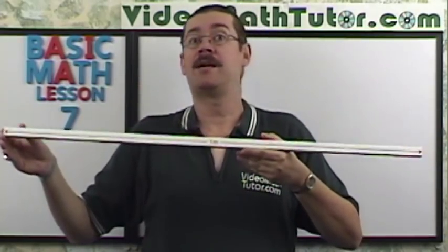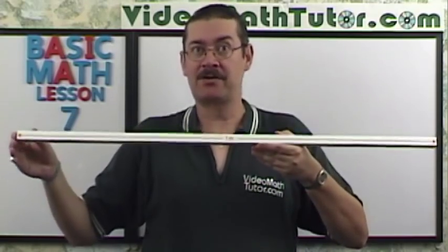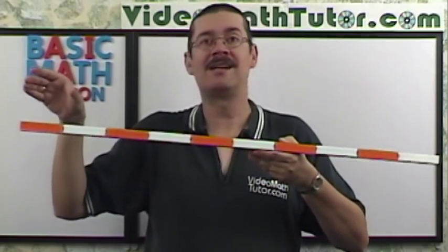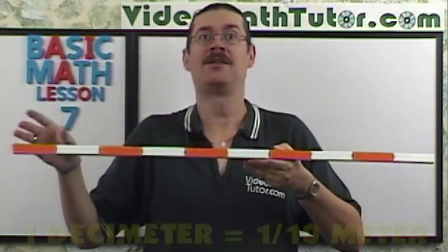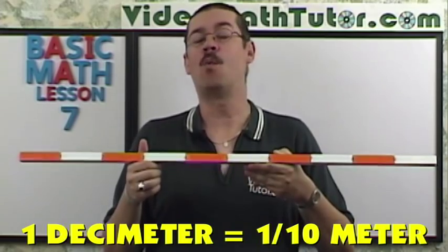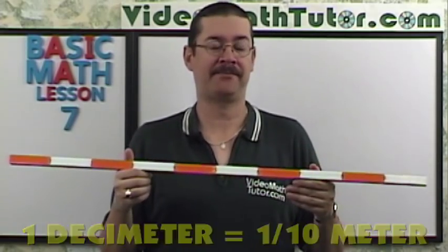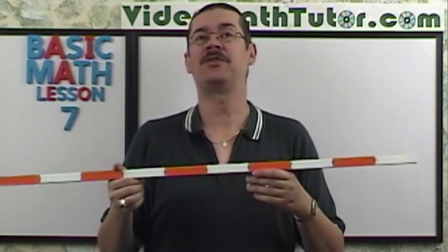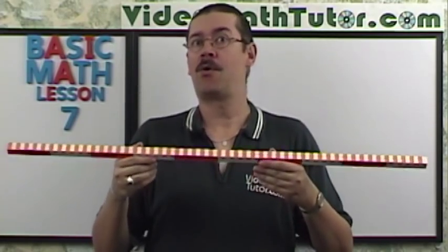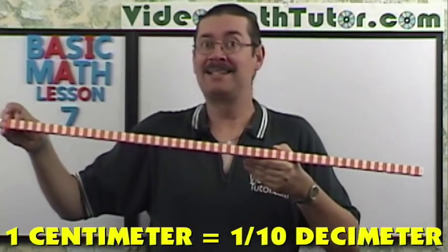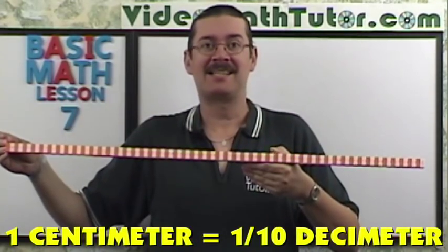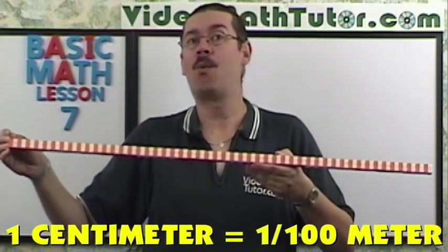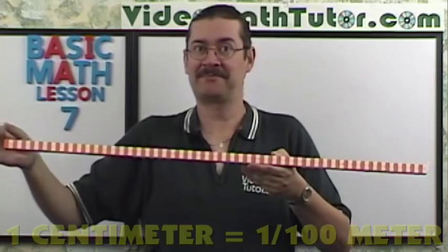Now, if I divide this meter in 10 equal parts, each of those parts is called a decimeter. So 1 decimeter is equal to 1/10 of a meter. Now if I chop each of these decimeters in 10 equal parts, I'm going to get centimeters. So 1 centimeter is equal to 1/10 of a decimeter, and by the way, it's also 1/100 of a meter.